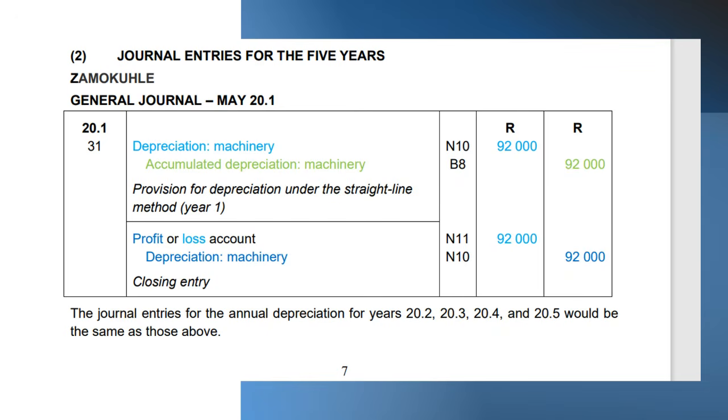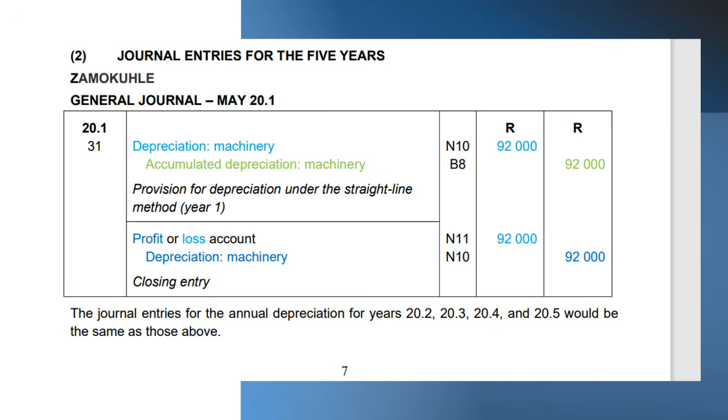And the narration that they wrote here is that the provision for depreciation under the straight line method for year 1, and for year 2, you will also write for year 2, year 3, year 4, year 5. And what I also want to highlight here is the second journal entry that they are doing, that when you deal with income and expenses, they need to be closed off to your profit or loss account.